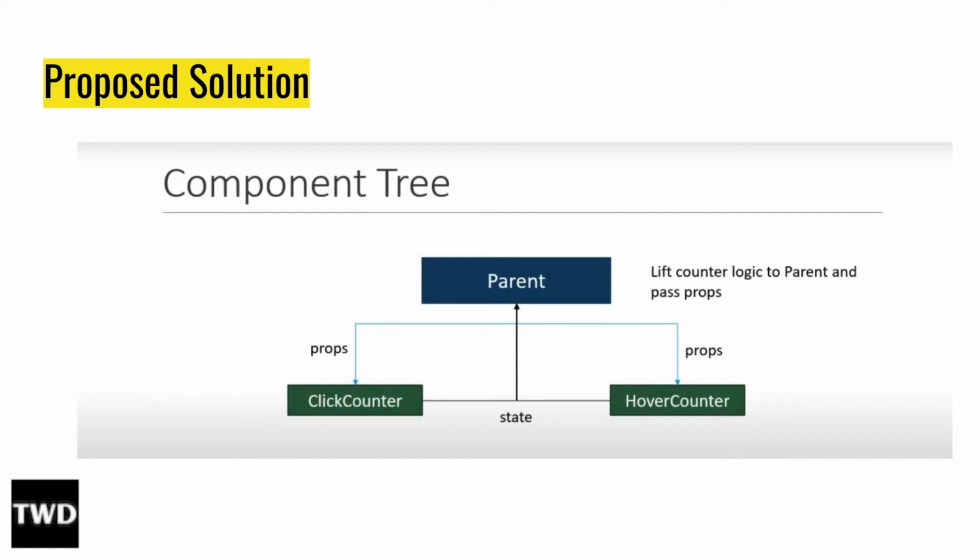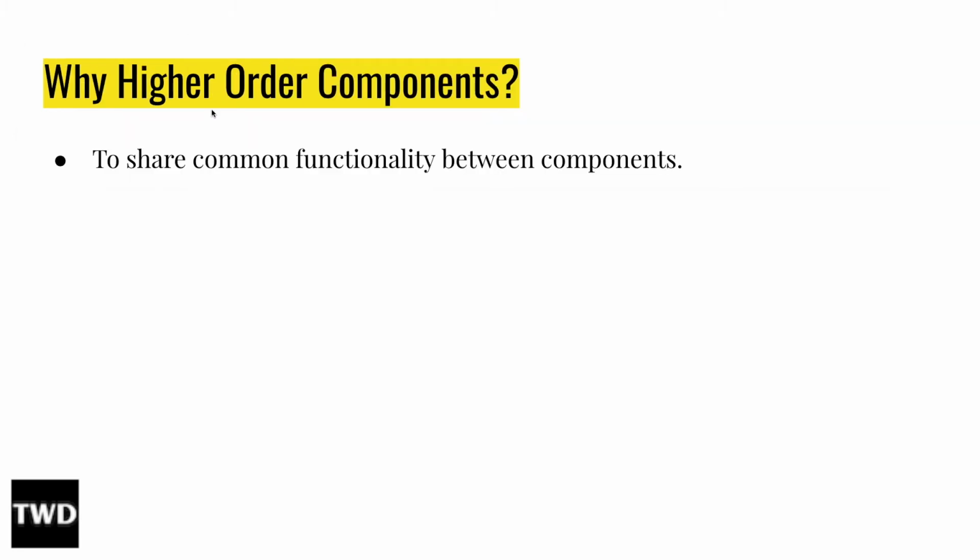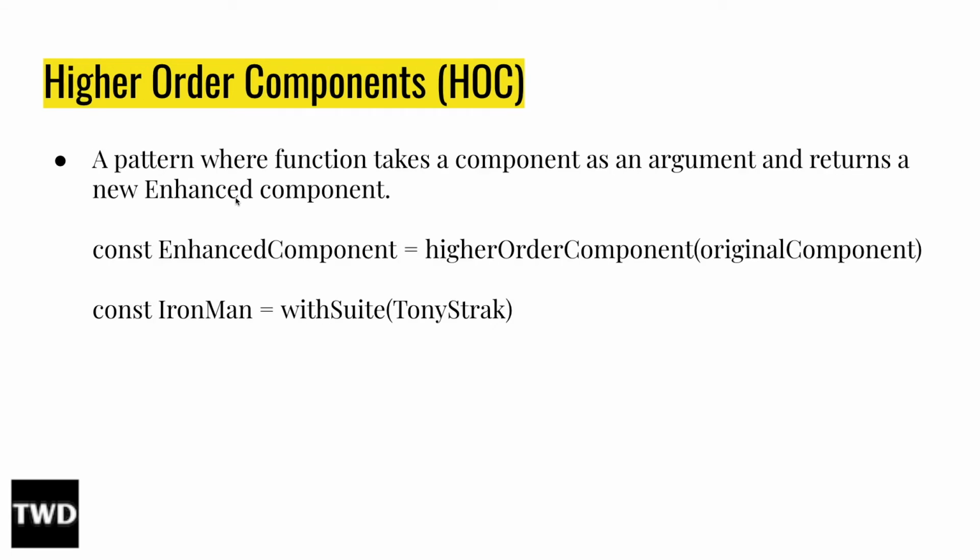But this is okay in this case, but what if our click counter and the hover counter are not at the same level? There is some other component before the hover counter comes. So this is where higher order components come into the picture. So what is a higher order component? A higher order component is to share common functionality between components. Actually, it is a pattern where a function takes a component as an argument and returns a new enhanced component. So our enhanced component will be equal to the higher order component applied to the original component.